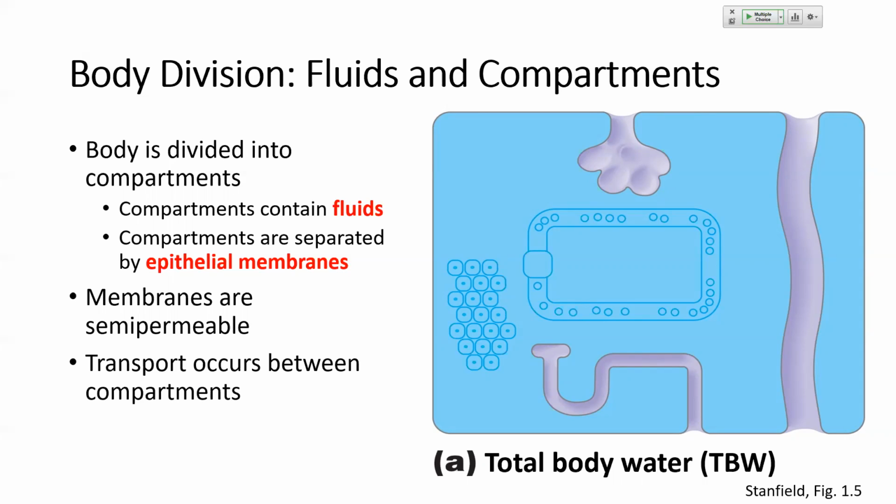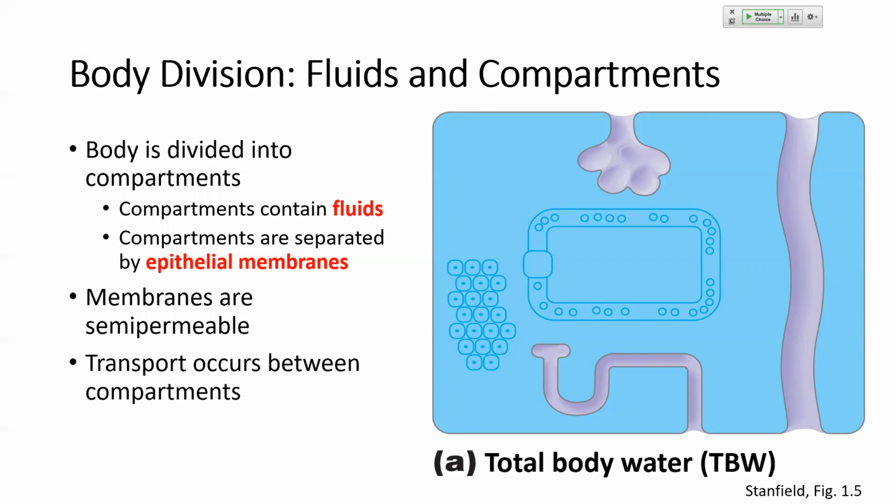Now, what do we mean when we say semi-permeable? What does semi-permeable mean? Perfect, perfect. It only allows certain things through, but not others. So it is highly specific, highly regulated, right? And that's going to depend on things like size and charge and polarity, which we'll talk about later on.